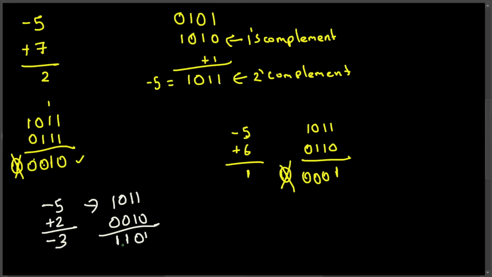But we are getting this value right here. So how do we know if it's a negative number? First you have to look at the leftmost bit. If it's 1, that's a negative number. When you are adding a negative number and a positive number, and you are getting 1 here without an overflow, that's a negative number.